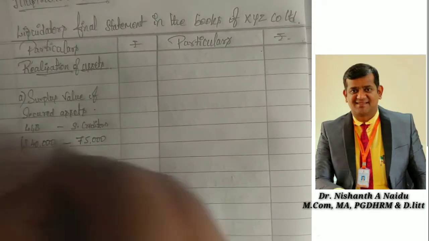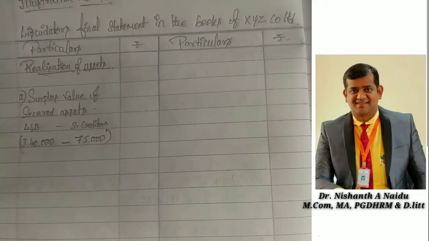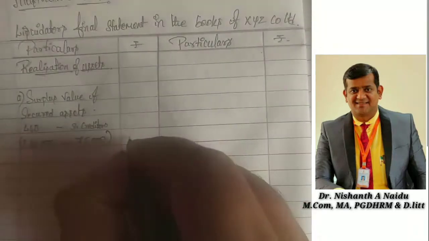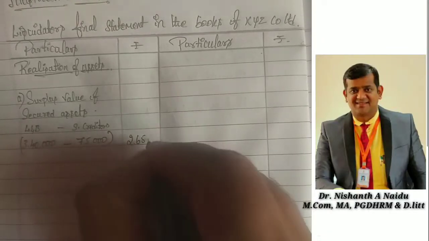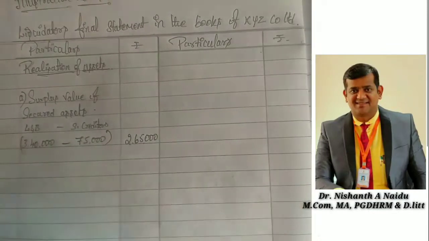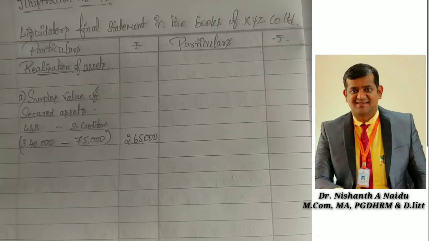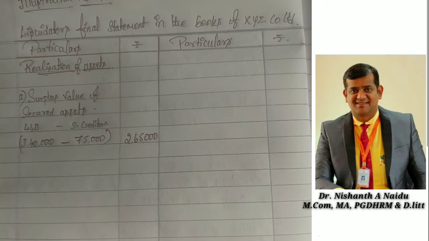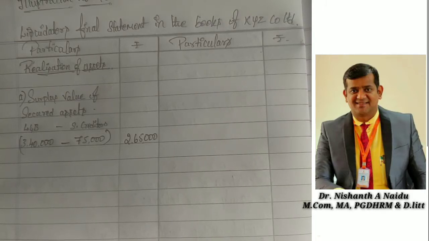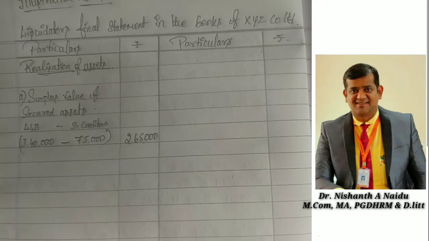So if you deduct this, how much are you going to get? Calculate and write. 3,40,000 minus 75,000 rupees. So you are going to get 2,65,000 rupees. Okay. Next, free assets.